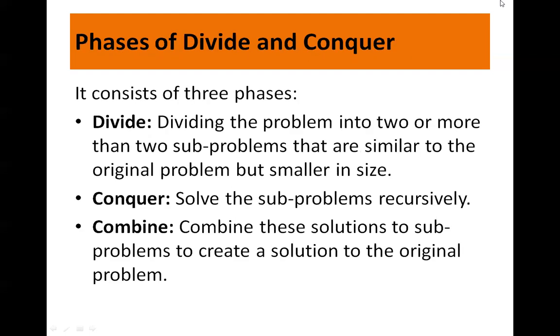Fine. Now, what are the phases of divide and conquer? It consists of three phases, as the name suggests. You have divide: dividing the problem into two or more subproblems that are similar to the original problem but smaller in size. The next phase is conquer: to solve the subproblems recursively. That means you get the solution for each subproblem. And once you get the solution for each subproblem, you combine those solutions to form the overall solution for the original problem. These are the three main phases of divide and conquer.